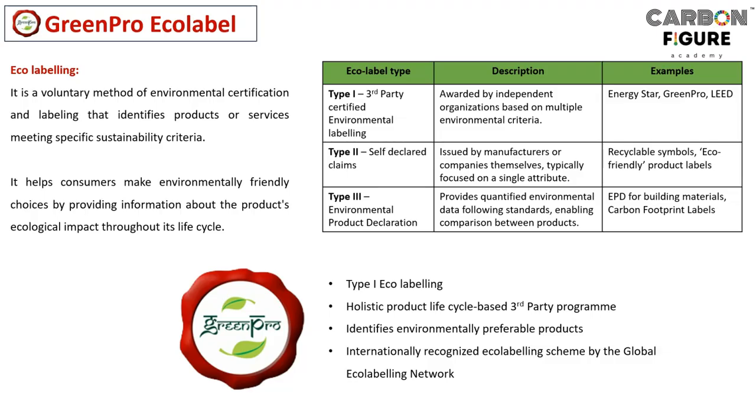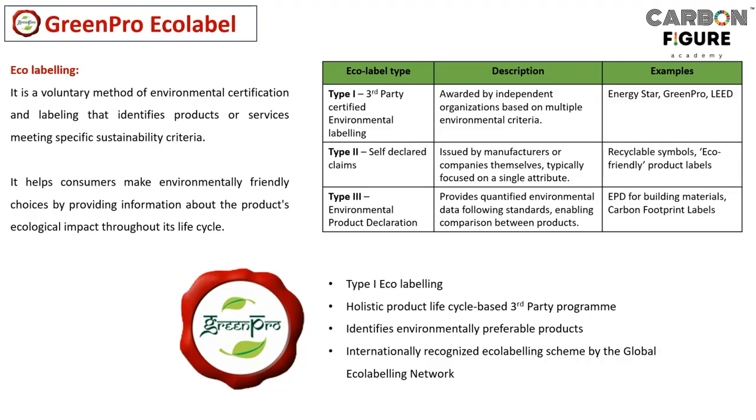We may have different certifications for products as well, right? Then Type 2 is self-declared claims. It is issued by manufacturers or companies themselves, typically focused on a single attribute. You should understand it, single attribute. For example, a product may be mentioned as eco label or eco friendly, environmental friendly, low carbon, or those kinds of single, specific and focused attributes, right?